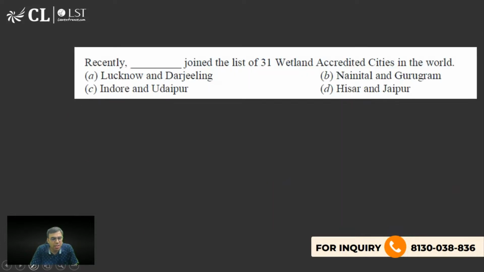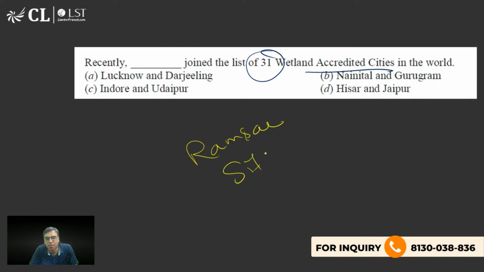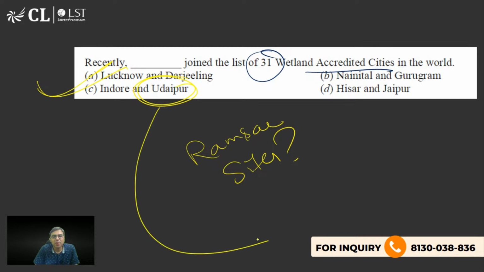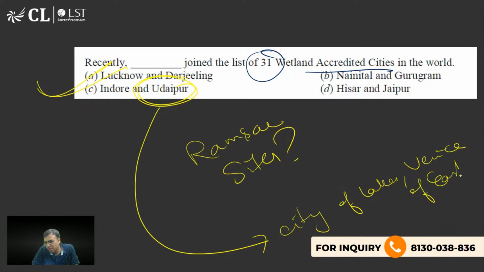Recently, two cities were added in wetland accredited cities. What are those two cities? And how many Ramsar sites are there in India? इंदौर एंड उदयपुर है ना. पता है एक क्वेश्चन बहुत आता है CUET में, उदयपुर इज कॉल्ड एज सिटी ऑफ लेक्स या वेनिस ऑफ द ईस्ट, ऐसे क्वेश्चन बहुत आया था ना, because it has a lot of lakes.